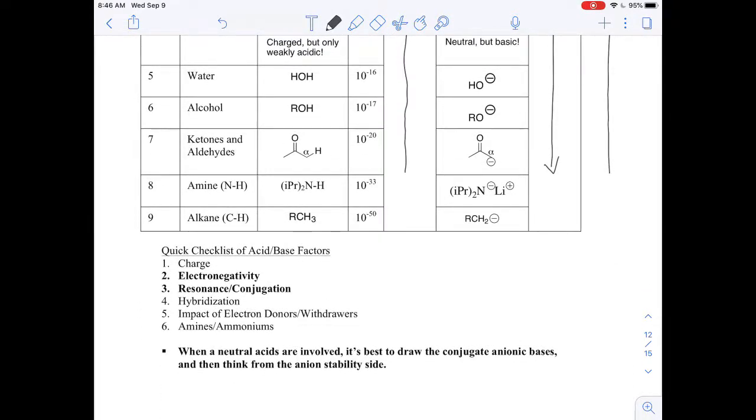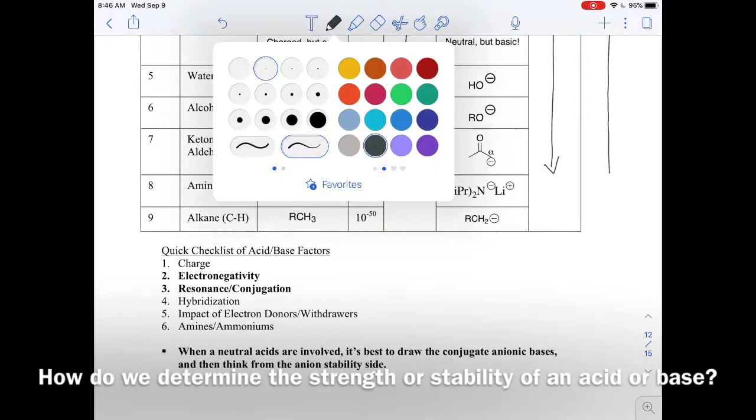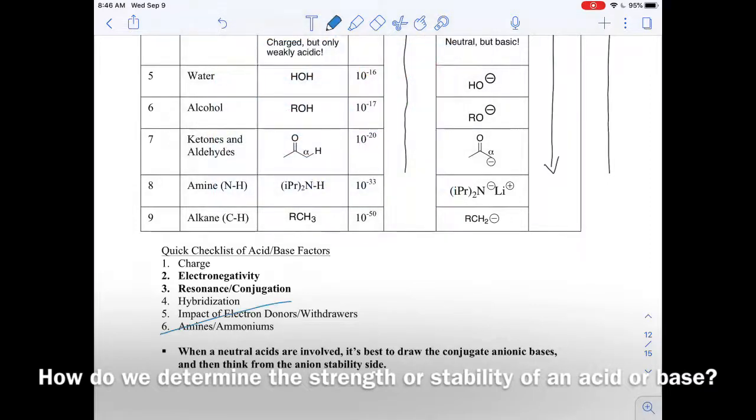One, let's just cross these off right here. Let's do a different color. So here is a checklist of acid-base factors. This is so important. You're going to have to memorize this for the whole year, this is your priority list. So we have charge, electronegativity, and resonance. And we'll talk about this. Believe me, we'll talk about all this.